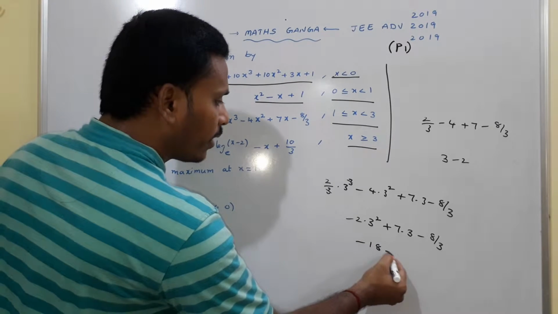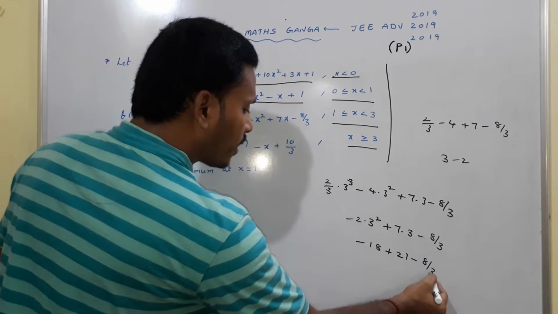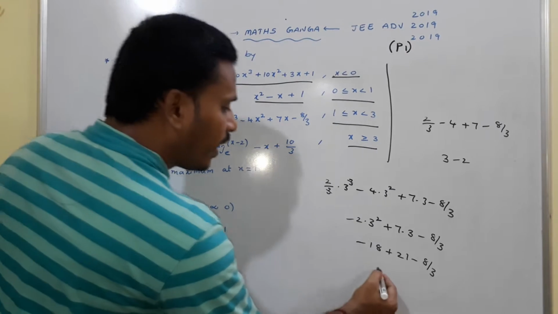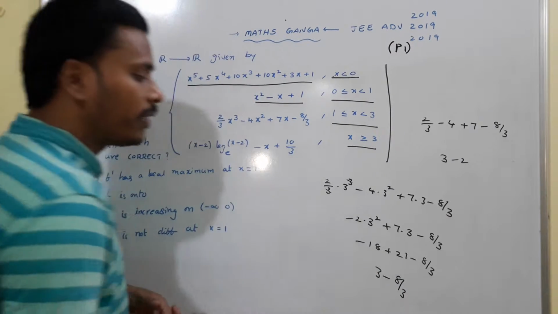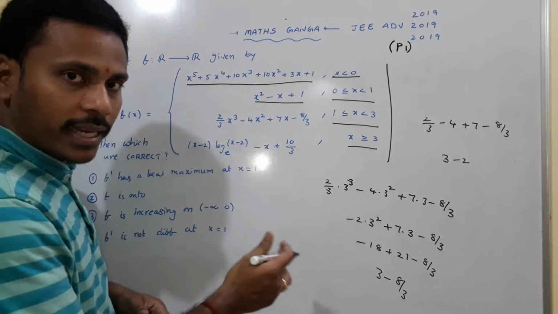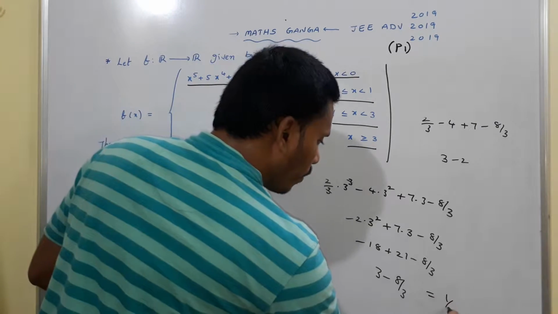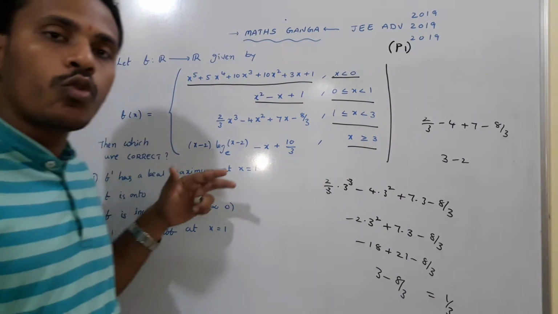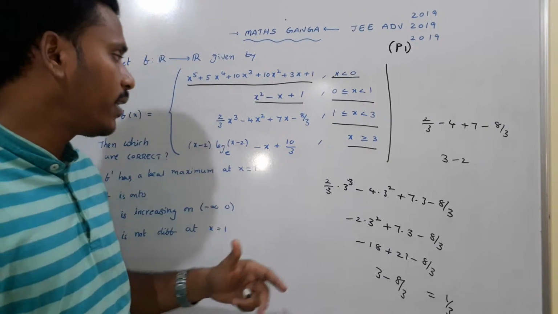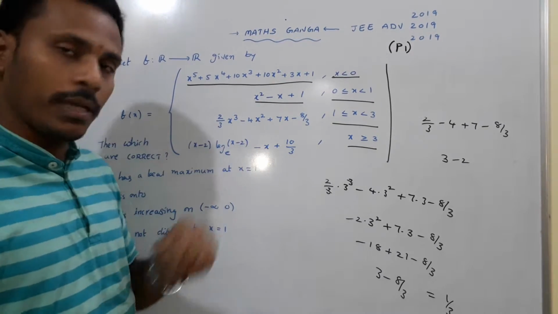9 twos is 18, plus 21 minus 8 by 3. 21 minus 18 is 3, minus 8 by 3. 3 threes is 9 minus 8, and this value is 1 by 3. So if we move towards 3 from the left hand side, the functional value is 1 by 3.